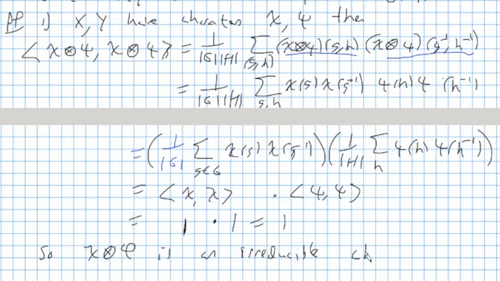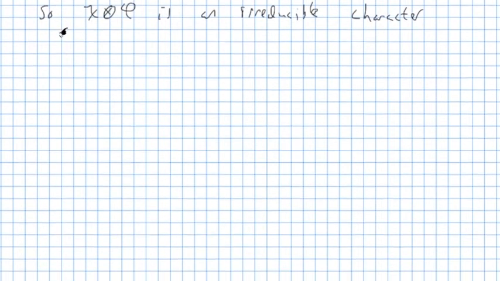So we were able to show that when we take the tensor product of irreducible representations, we get an irreducible representation. And next, we have to show that there are no other irreducible representations of G times H. Okay, so let's prove that.